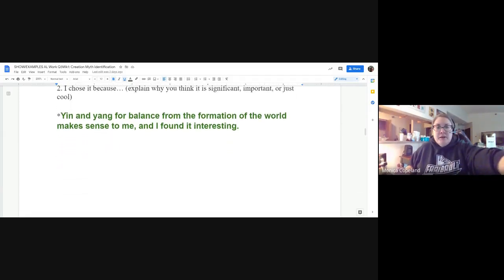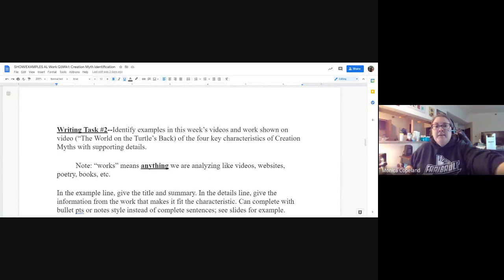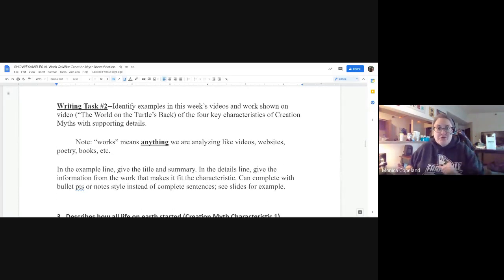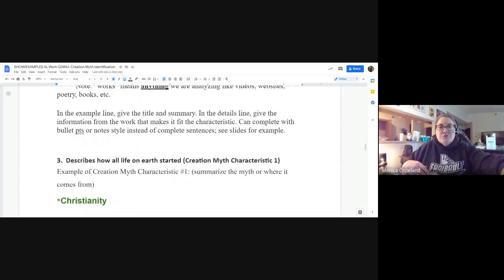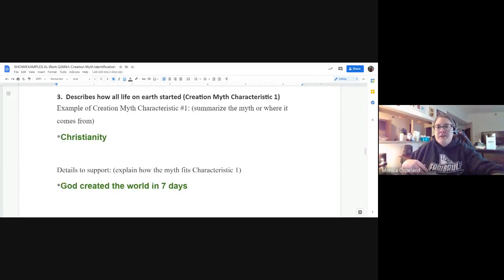Move on to number 3 here. This is where we'll start identifying these works with the characteristics. So I'm going to find examples, in other words. Anytime in a literature class you hear the word works, that means anything we're analyzing. That can be a video, website, a book, short story, poetry, what have you. So first, I'll give a summary or say where the myth comes from, and then what's the detail that fits that particular part of the myth.